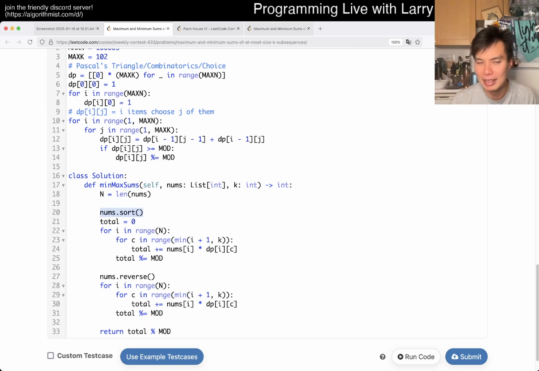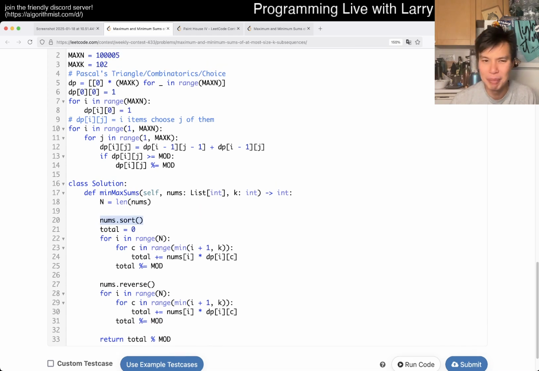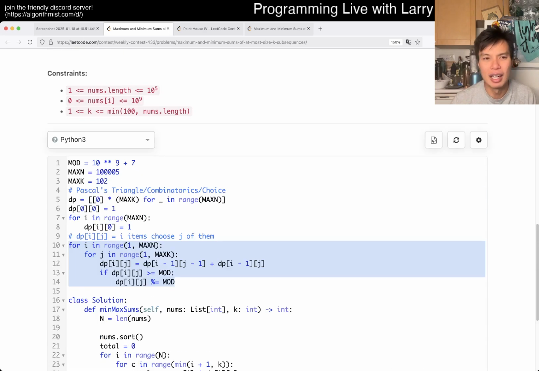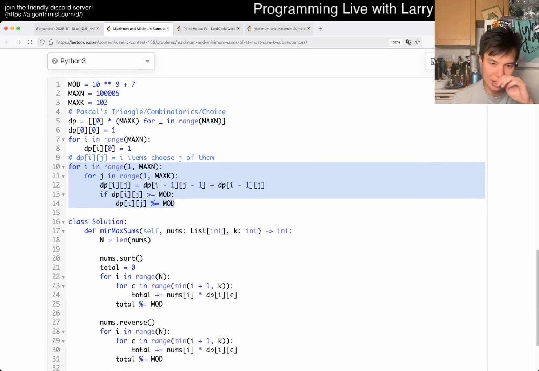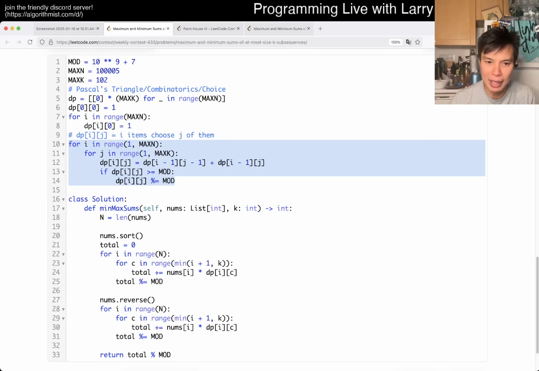Well, it's going to be dominated by this n log n. And I guess max k times max n, but you only do it once, at least the way that I did it here. So that should be okay. And that's it. That is all I have for this one.